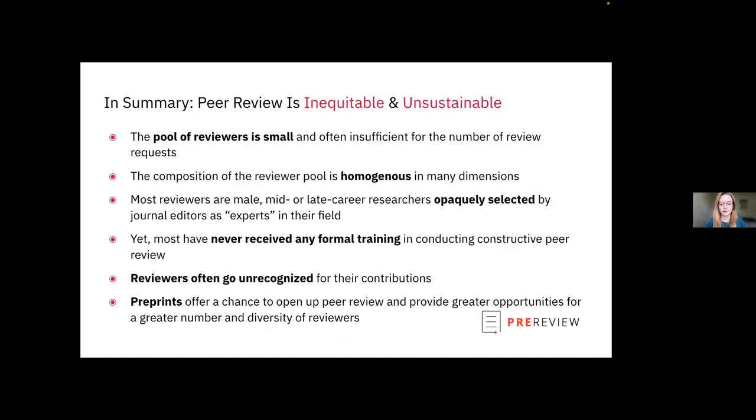So in summary, peer review is inequitable and unsustainable. The pool of reviewers is small, and it's often insufficient for the number of review requests. The composition of the reviewer pool is homogeneous in many dimensions. Most reviewers are male, mid or late career researchers who are opaquely selected by journal editors as experts in their field. Yet most have never received any formal training in conducting constructive peer review. Reviewers often go unrecognized for their contributions, and preprints offer us a chance to open up peer review and provide greater opportunities for a greater number and diversity of reviewers.